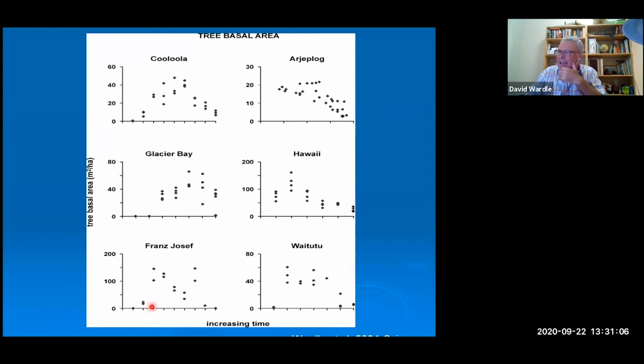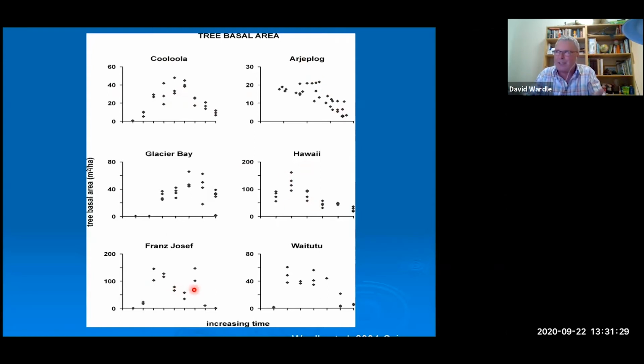Basically, the x-axis here is time since the chronosequence started. The y-axis is tree basal area, which is simply a crude measure for some cross-sectional area of all the trees, a crude measure of tree biomass. So for each of these systems, Australia, Sweden, Alaska, Hawaii, and the two New Zealand ones, between 2,000 and 12,000 years, we have a sharp decline in biomass in each case.